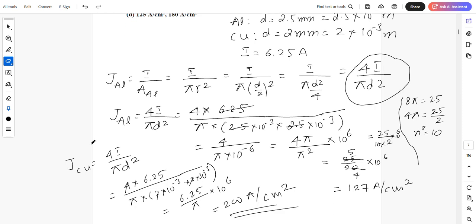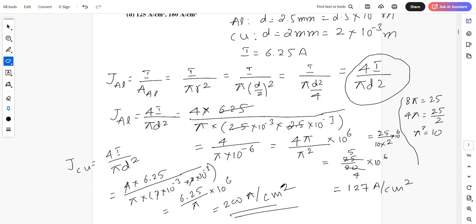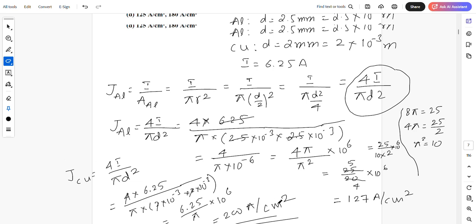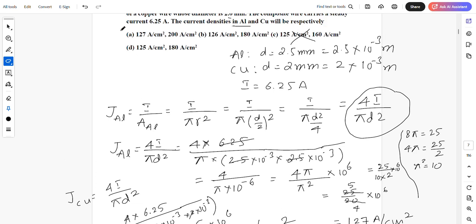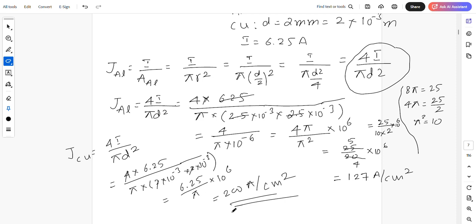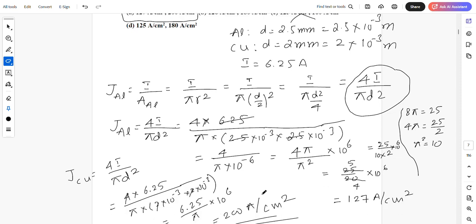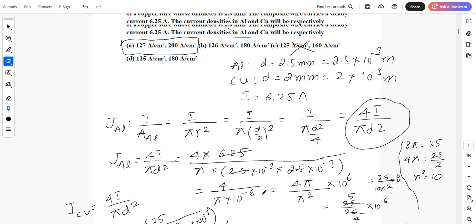Now you have to calculate for copper also. Copper, how much you are getting? 200 ampere per centimeter square. Therefore the correct answer is 127 ampere per centimeter square for aluminium, and for copper it is 200 ampere per centimeter square. Because pi is 3.14, 6.25 by 3.14 is 2. Like this you have to do it.